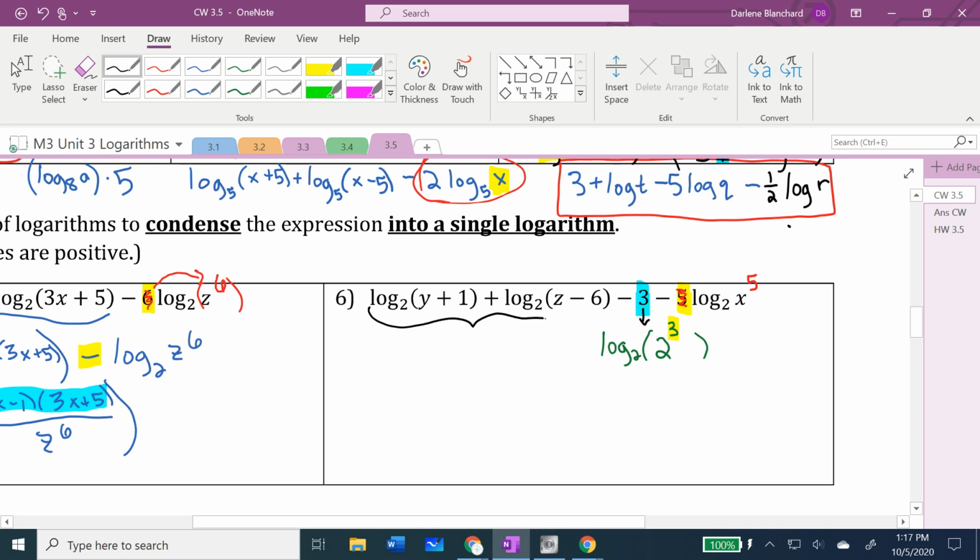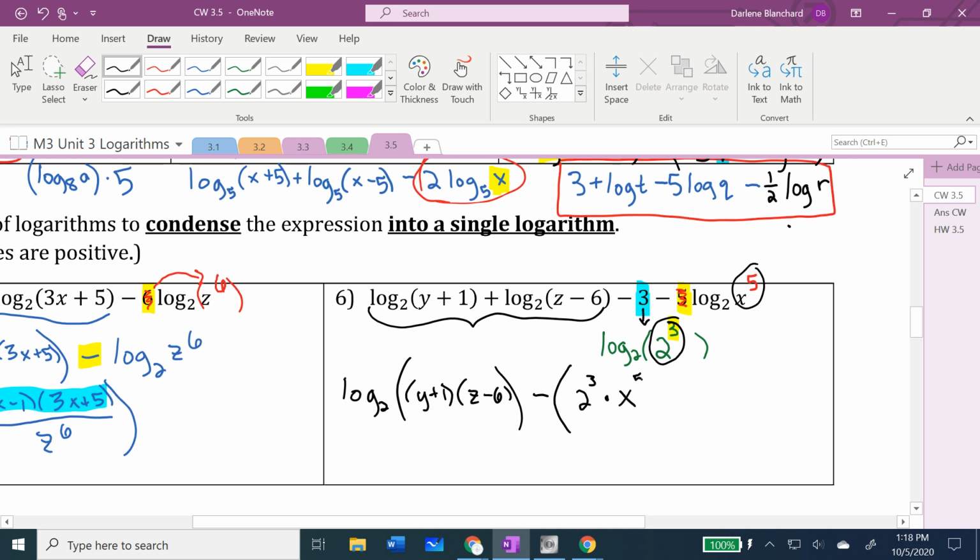I've got addition. So with that addition, I can make that one logarithm with multiplication inside. And you know, both of these are subtracting. So if I want to, I could go minus parentheses. And then I have inside 2 to the 3rd power times inside x to the 5th power. And I just realized I didn't write my logarithm. That was silly.